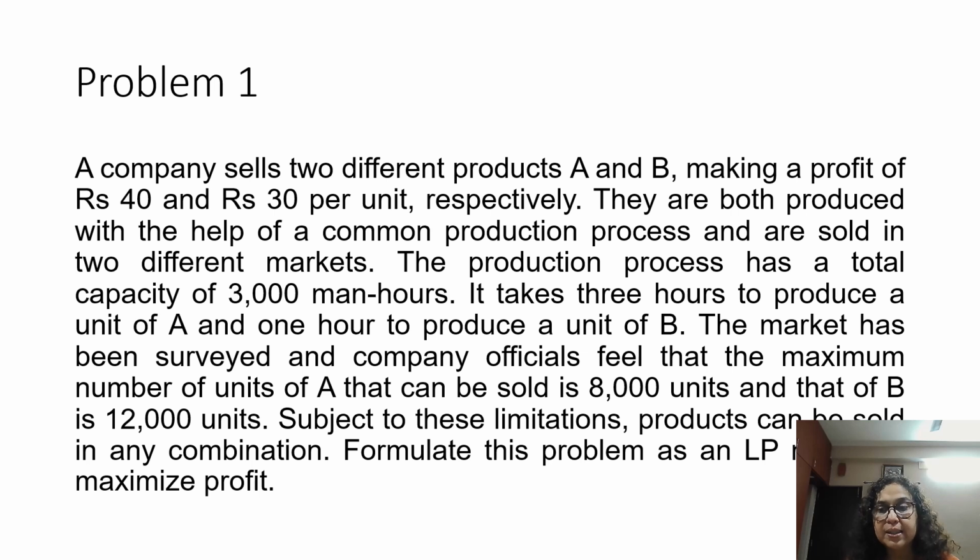The total capacity of this production process is 3000 megawatts. Production of A requires 3 megawatts, and production of B requires 1 megawatt. The market survey shows that the maximum amount of A that can be sold in the market is 8000 units, and the maximum amount of B that can be sold is 12,000 units. Now, given this information, let's go on to formulate the problem.